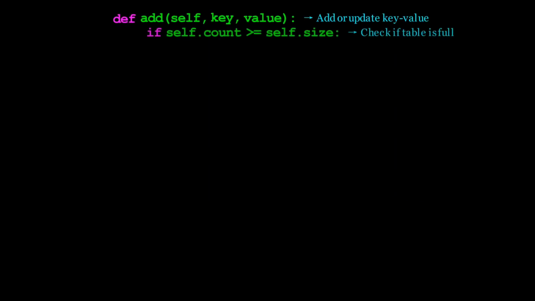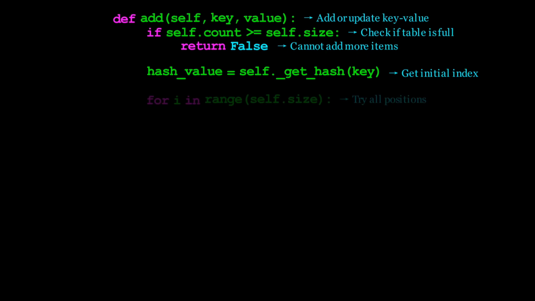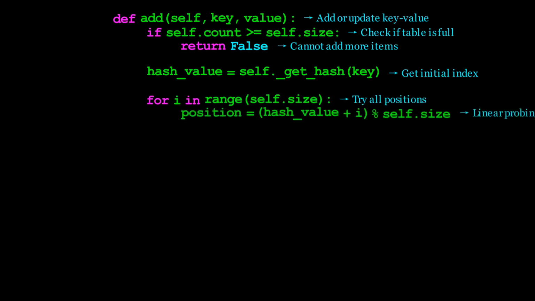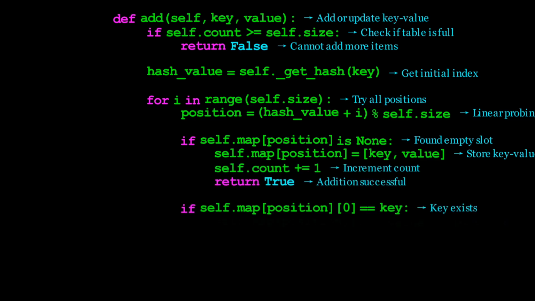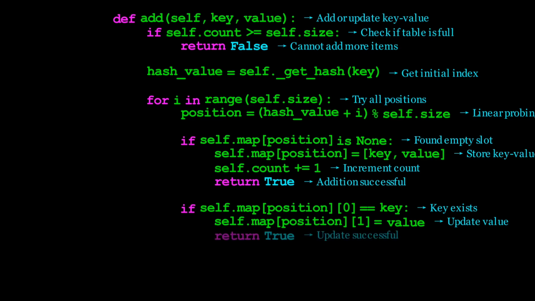Now let's look at the add operation, which is where the linear probing comes into play. Before inserting, we first check if our table is full. If it is, we return false since we can't add more items. The core of our add method uses linear probing. First, we calculate the hash value for the key. Then we iterate through the possible positions using the formula (hash value + i) mod size.